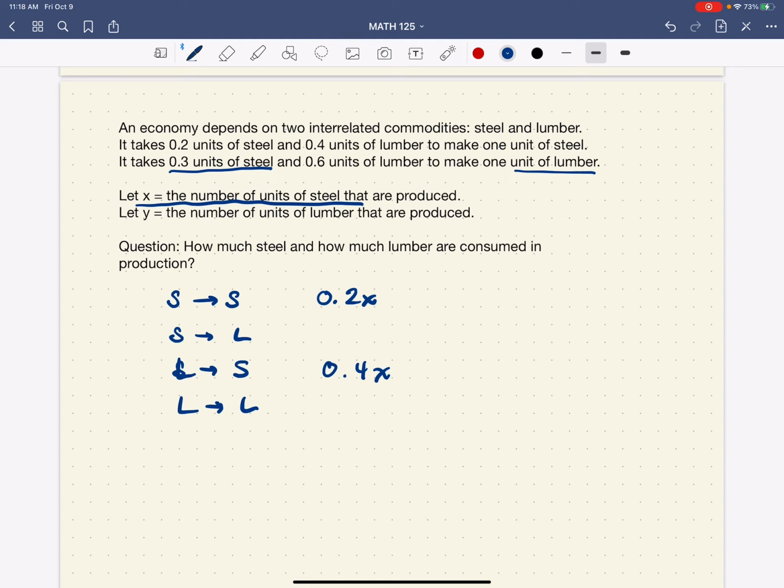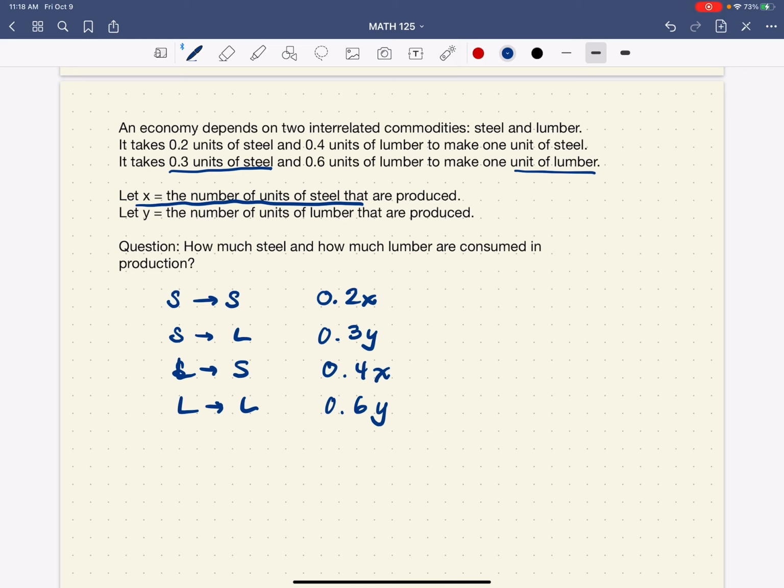Okay, so it takes 0.3 units of steel to make lumber. So for every unit of lumber I want to make, it's going to take 0.3 units of steel. So that means it's going to be 0.3Y. And for every unit of lumber I want to make, it's going to require 0.6 units of lumber.